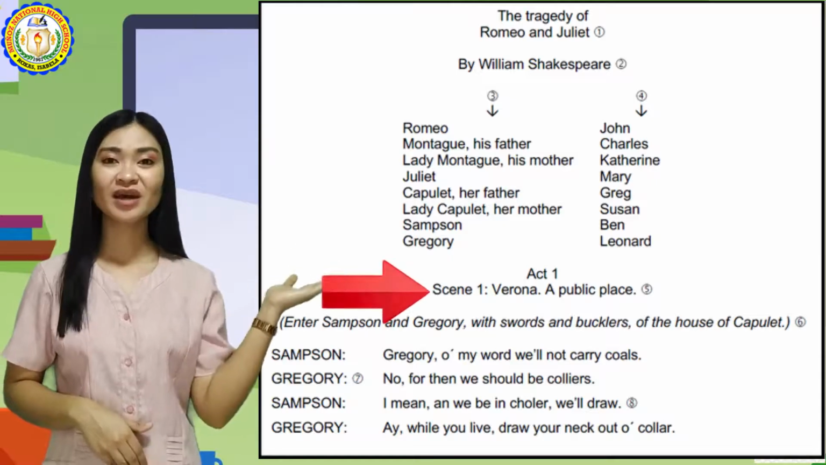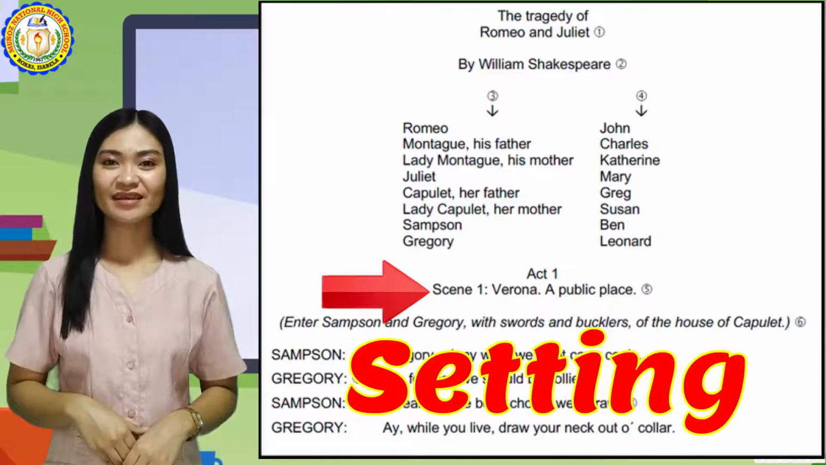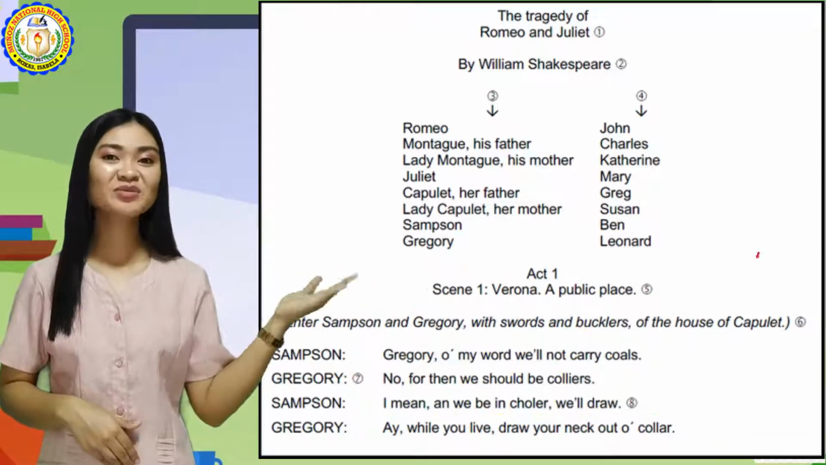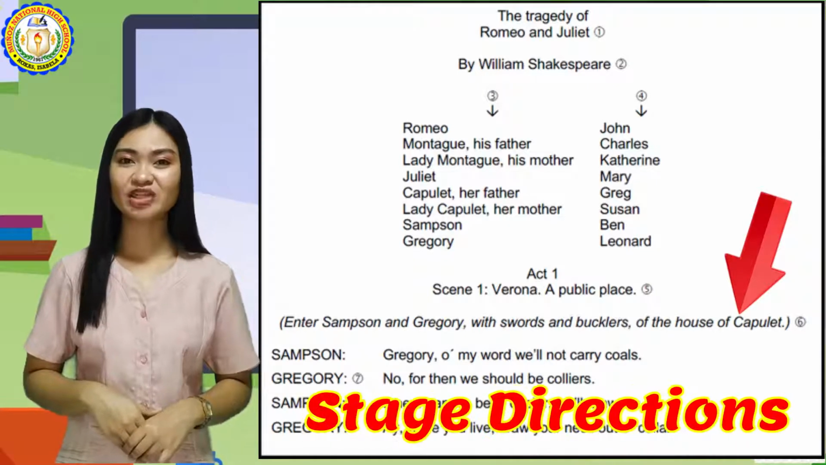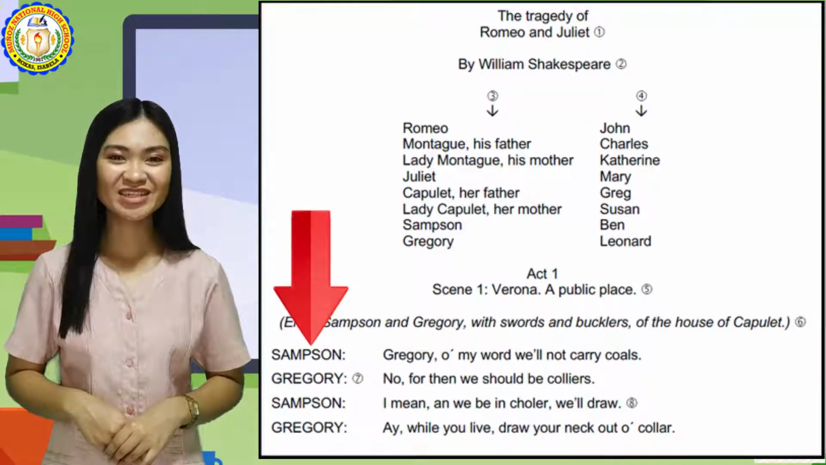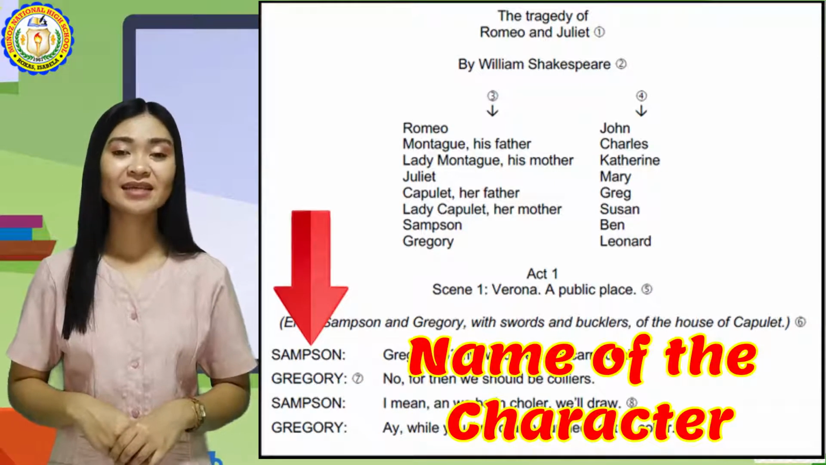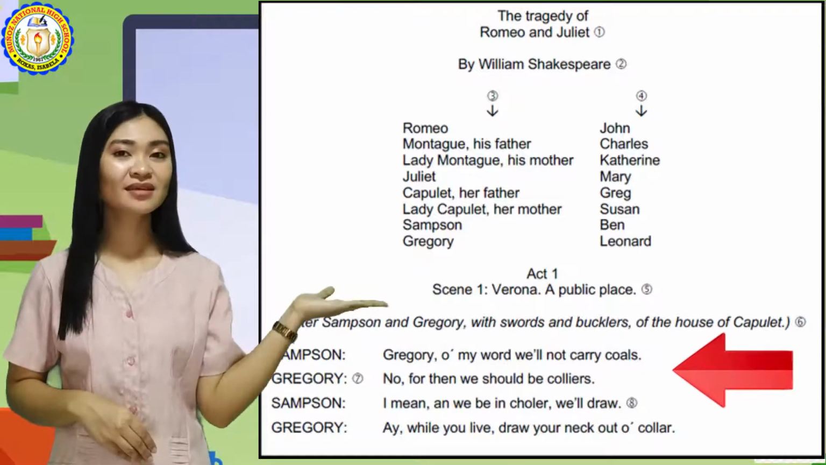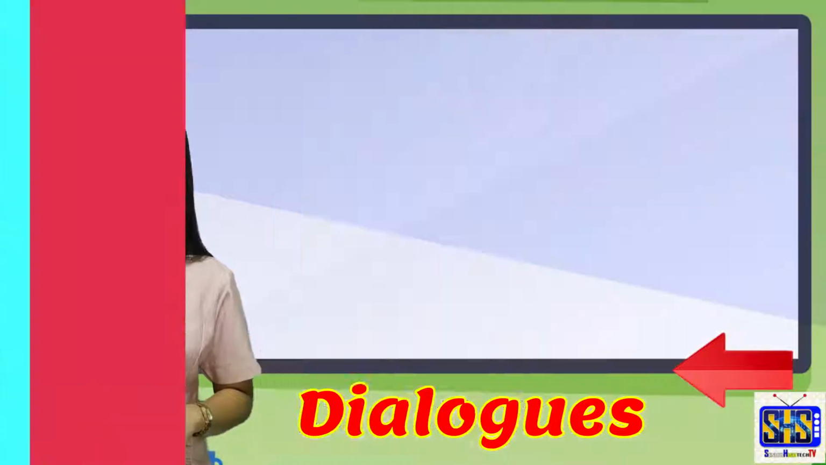How about the next one? Great job! That's the setting. How about this one? Yes! That's the stage directions. How about this one? Great job! It's the name of the characters. And lastly, what is this? Very good! It's the dialogues. I guess you are now ready to move on with our new lesson.